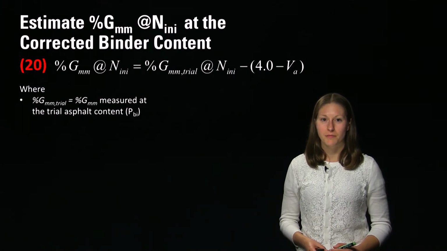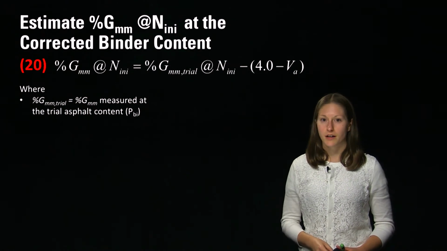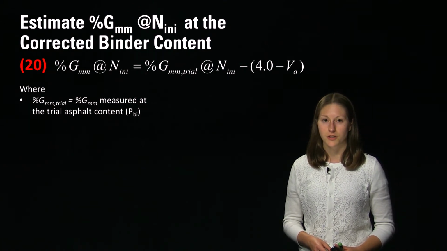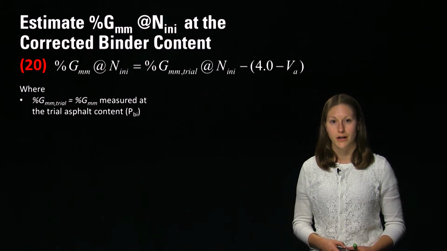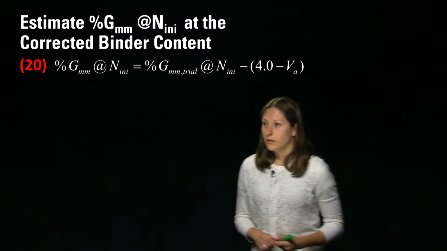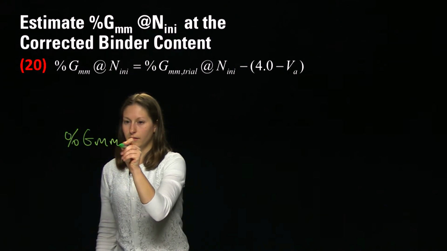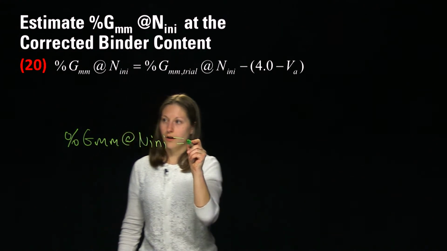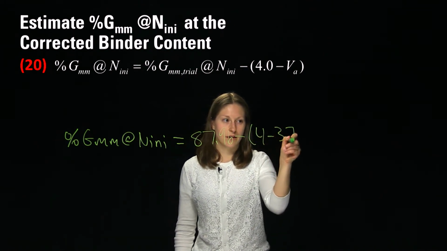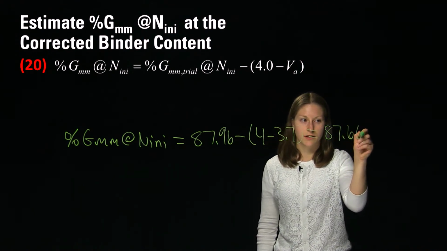Next, we estimate our percent GMM at N initial using our corrected binder content. We do this using equation 20, as shown here, and you can see that the inputs required for equation 20 are our percent GMM that we measured at our trial asphalt content at N initial and our air void content that we measured at our initial trial asphalt content. We'll solve equation 20 for our aggregate trial blend 1. For trial blend 1, we measured that our percent GMM at our initial trial asphalt content was 87.96, and our air void content was 3.7. This gives us an estimated percent GMM at our corrected binder content of 87.66%.